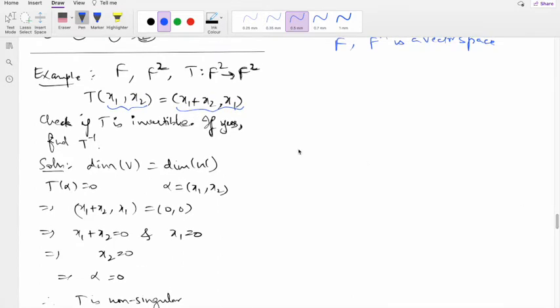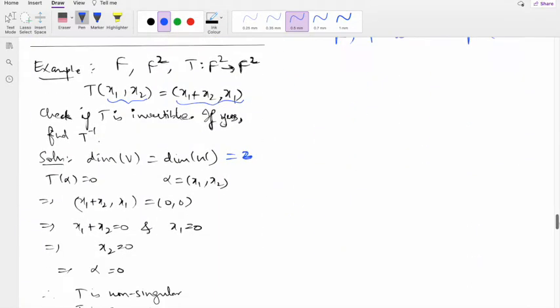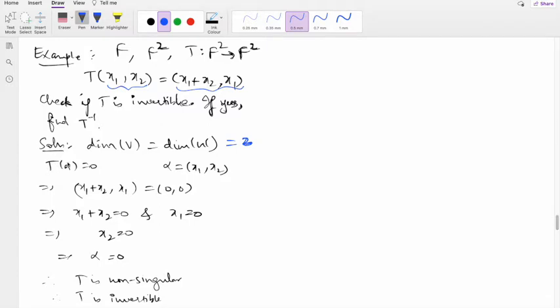Now we can very clearly see that dim V is equal to dim W, because it's the same vector space, which is equal to 2 here. So to prove whether T is invertible, we can use the same theorem that we just proved before, that if I can prove that T is non-singular, then T will be invertible. So let's consider T of alpha to be 0, where alpha is (x1, x2). If T of alpha is 0, then the resultant of applying T on alpha is given by this condition, so this has to be equal to 0. Here 0 means the zero vector of the codomain, and we know that is (0, 0).